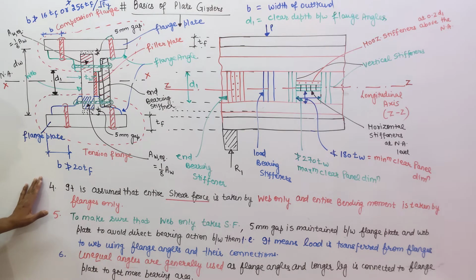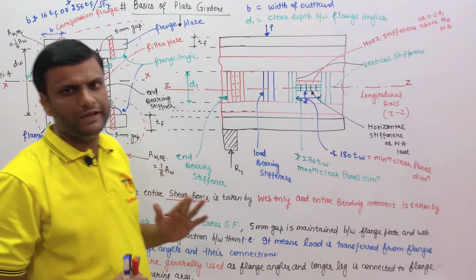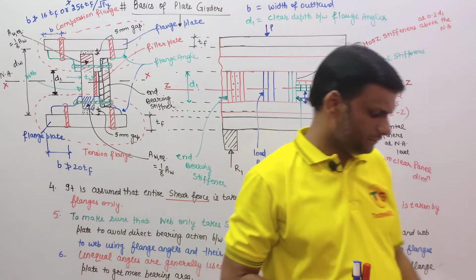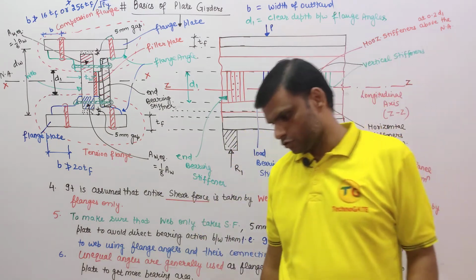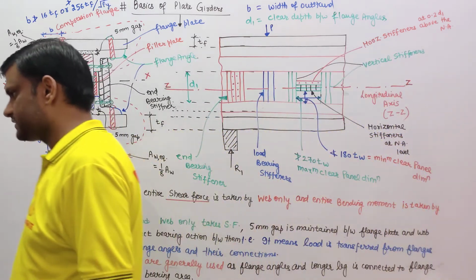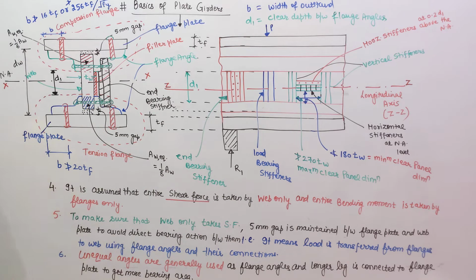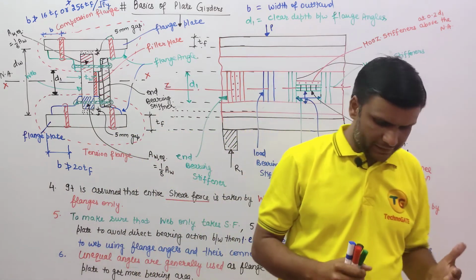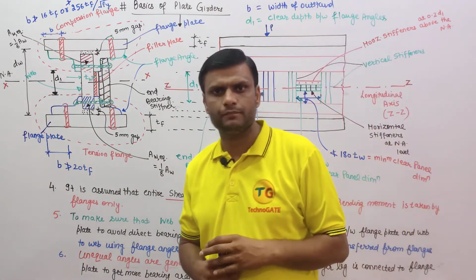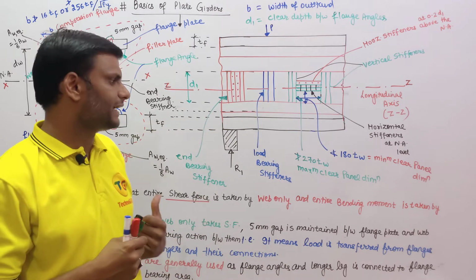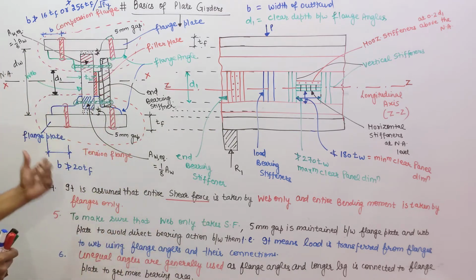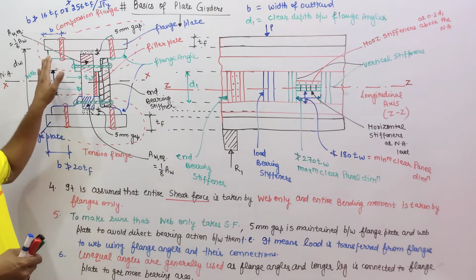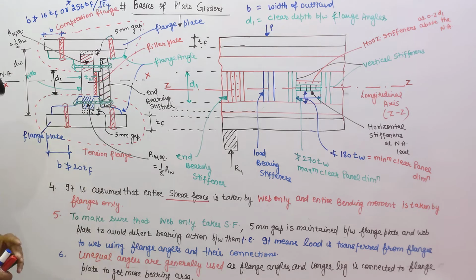It is assumed that entire shear force is taken by web only and the entire bending moment is taken by flanges only. To make sure that web takes only the shear force, a 5 mm gap is maintained in between the flange plate and the web plate, and hence load is transferred without direct bearing action from the flanges to the web through the flange angles and the connections.